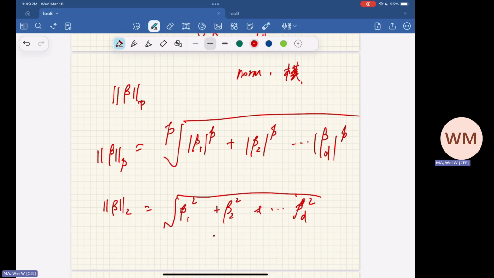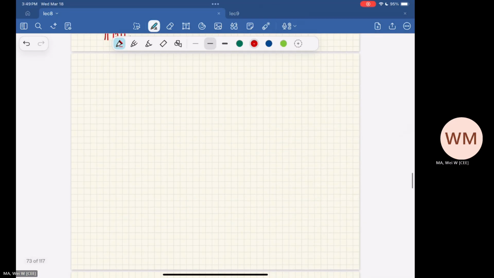I think I talked about the Euclidean distance last week, right? And also if it's the 1 norm, this is basically the Manhattan distance. So the P norm is used to measure the length of your vector. Basically we will have beta P norm equals 0 if and only if beta is a 0 vector.